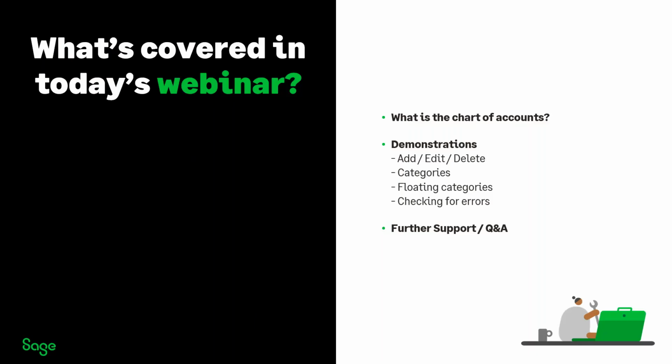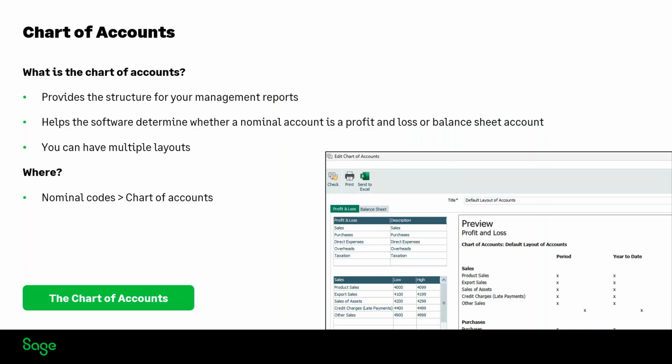Right, so let's start with a little bit of background. So what actually is the chart of accounts? So the chart of accounts is basically a structure. It provides that structure for your management reports. Now, not all management reports, trial balance doesn't use it, but the profit and loss and your balance sheet and a number of other areas in the software will actually use your chart of accounts. It helps the software to determine whether a nominal code is a profit and loss or a balance sheet account, whether it needs grouped on certain reports, that type of thing. Obviously, we'll be running through that in today's session.